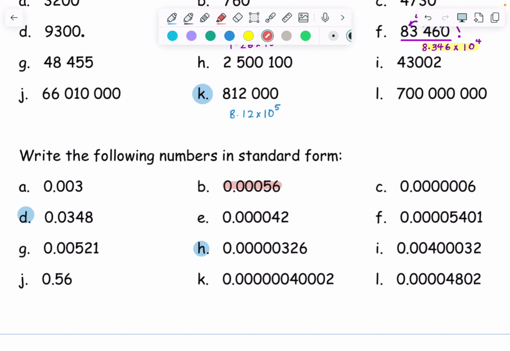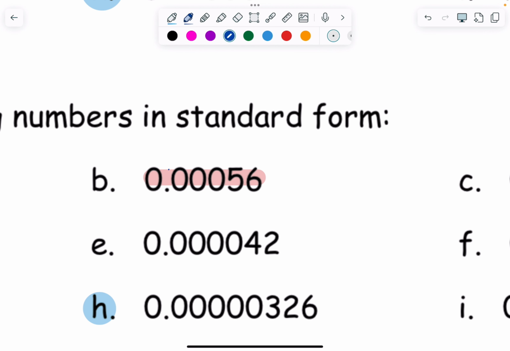Okay. So once again, moving my decimal. If I move my decimal, it's going to move 1, 2, 3, 4. So this will become 5.6 times 10 to the power of minus 4, right? Because it's a smaller number.